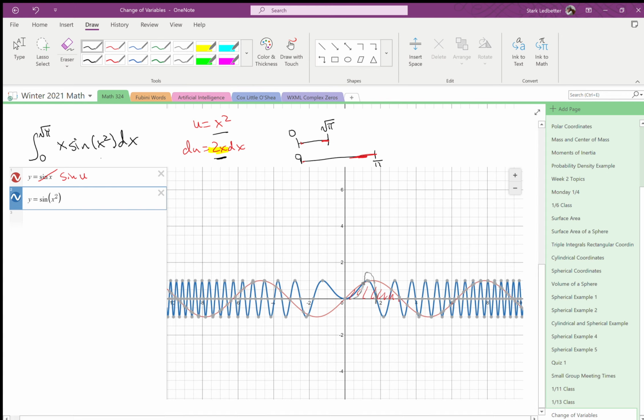If we did that full u-substitution, you would end up with 1/2 times the integral from 0 to pi of sine u du. You can check that yourself. So why do we multiply by 1/2? There's a 2x here. So to get from the red curve to the curve drawn here, you shrink it by 1/2.